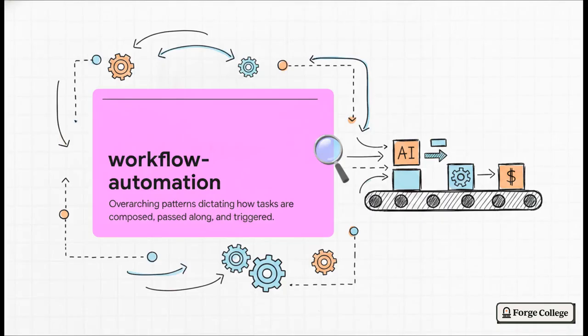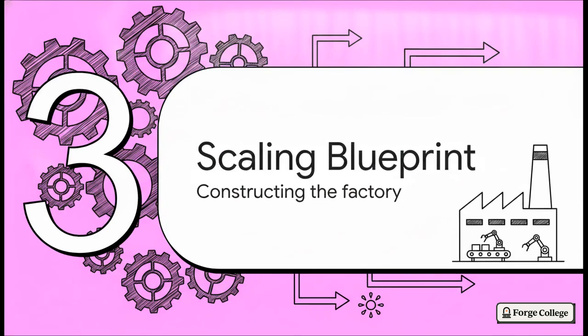And then we have workflow automation. This is the overarching pattern dictating how tasks are composed, passed along, and triggered. It's the core logic keeping that conveyor belt moving smoothly from station to station. It ensures that when your AI drafts a metadata update, it seamlessly passes the baton right to the transaction serializer without dropping it. Let's keep building.